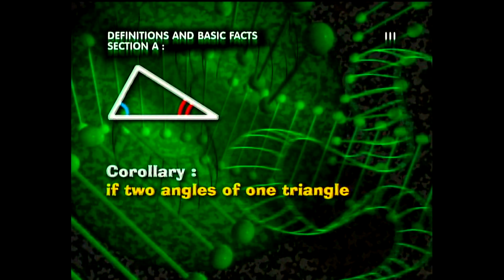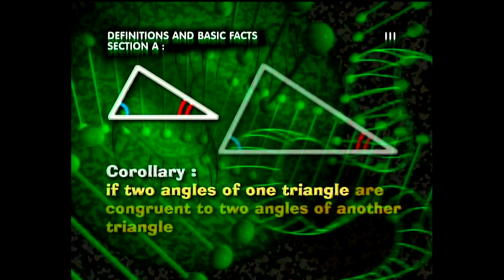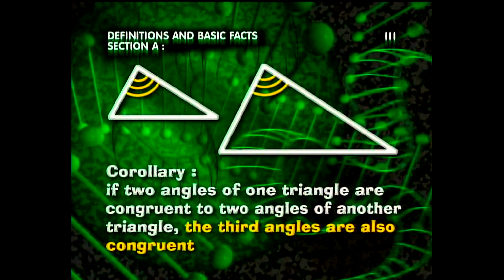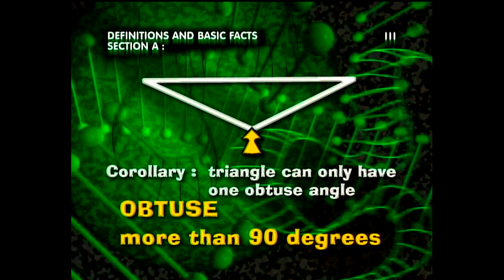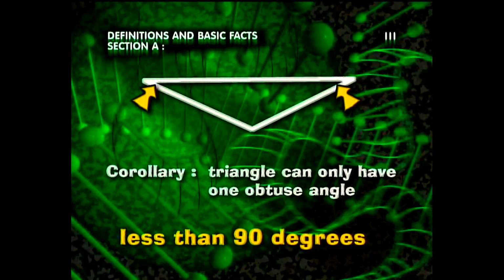Our first corollary is, if 2 angles of one triangle are congruent to 2 angles of another triangle, the third angles are also congruent. Isn't that amazing? Our second corollary is, a triangle can have only one obtuse angle. If we have more than 90 of the 180 degrees accounted for by an obtuse angle, we have less than 90 degrees left for our other 2 angles, neither of which can be obtuse.